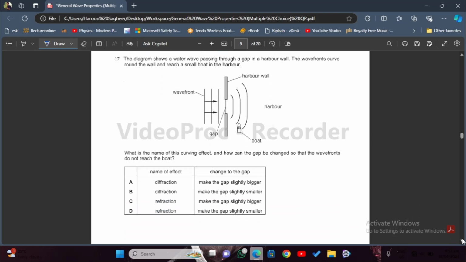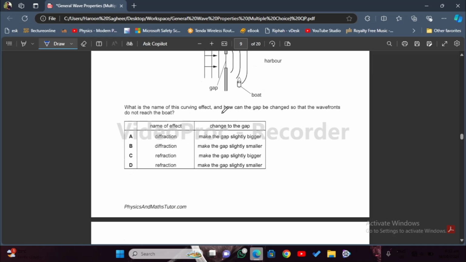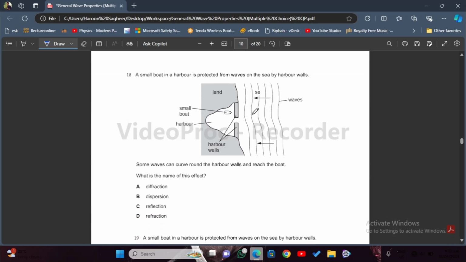Now let's go to question number 17. I believe we have already done this. This is a barrier. These are incoming water waves which are traveling in the form of a wave front, and they're about to cross a harbor wall, and they will reach the boat. Now we want to make them stop reaching the boat. So first of all, we would name the process. The name of the process is diffraction, and if we decrease the length of this barrier, waves will not be able to approach this boat. So option B is correct. Name of the effect is diffraction. Change to the gap: we would have to make the gap slightly smaller so that waves never reach the boat.